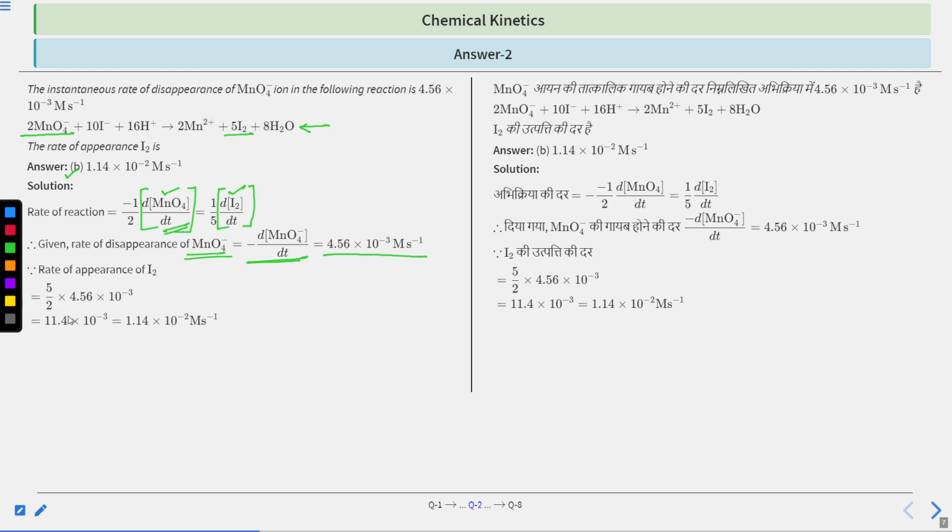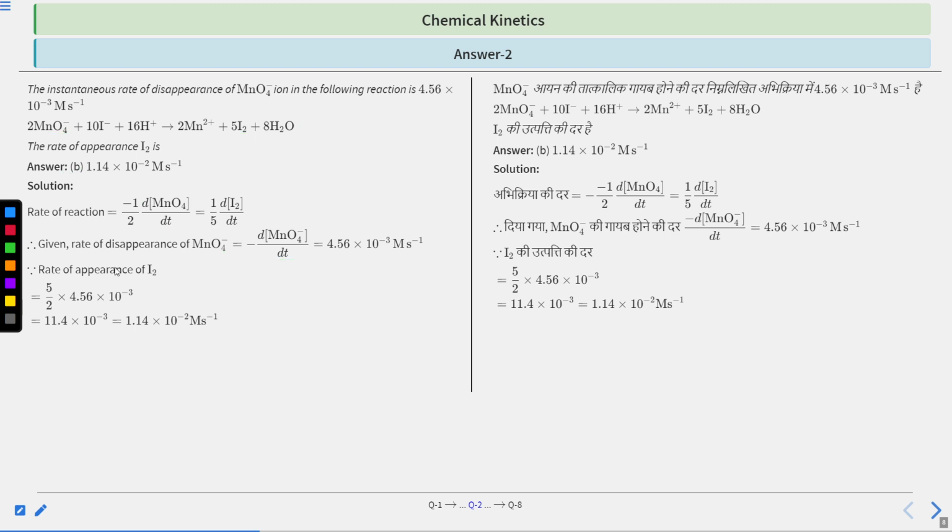So 5 by 2 times 4.56 times 10 to the power minus 3, which is equal to 11.4 times 10 to the power minus 3, which is equal to 1.14 times 10 to the power minus 2 mole per second. Okay. And this will be the correct answer. Thus, B option is the correct one.